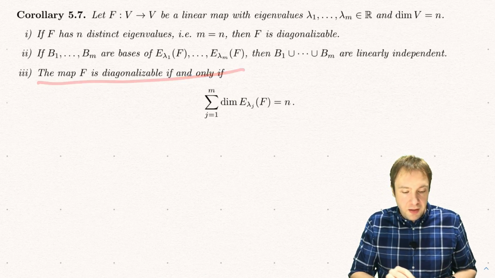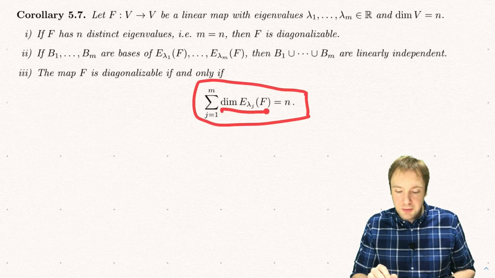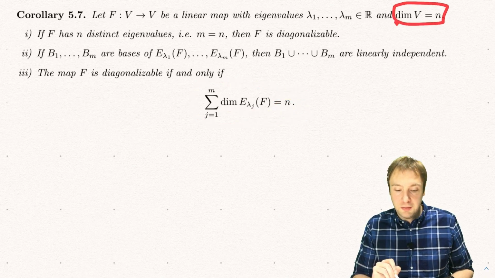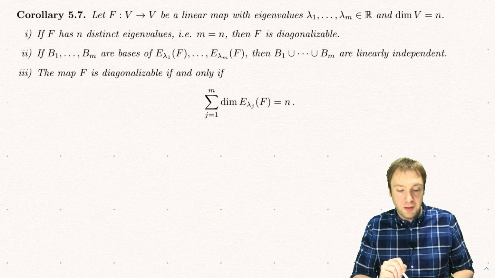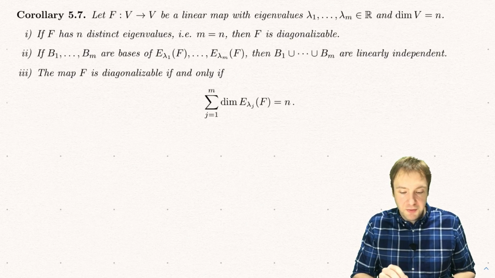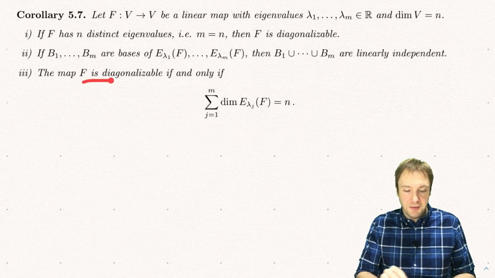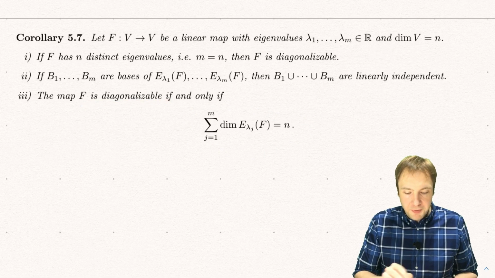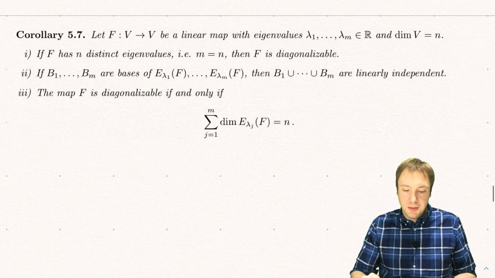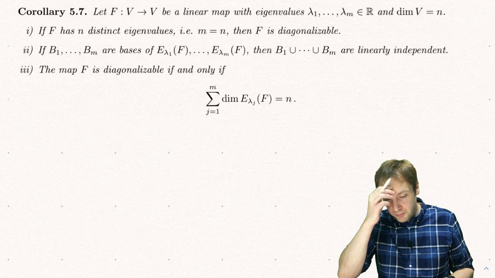And then the last statement is that if the sum of the dimensions of the eigenspaces adds up to the dimension of the whole space, then this map F is diagonalizable. And this is if and only if. So here you need to show 2 directions. If it's diagonalizable, then the sum of the dimensions is n. And if the sum of this dimension is n, then F is diagonalizable. But this you can also then follow from the second statement. Okay, so this is the corollary.